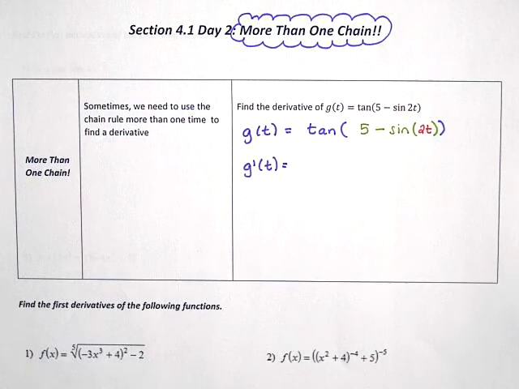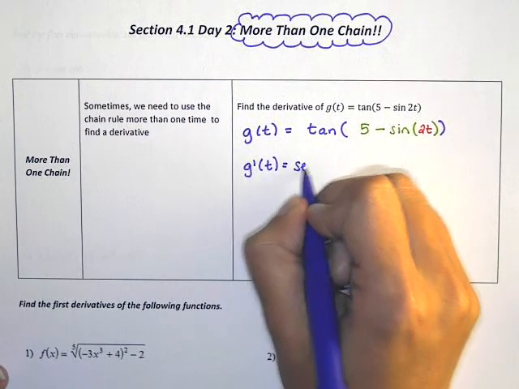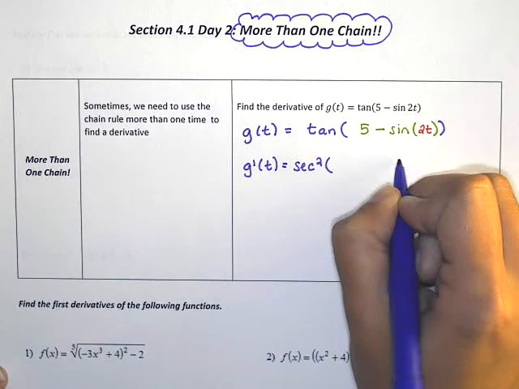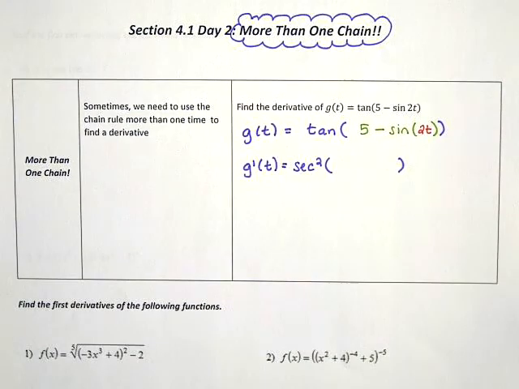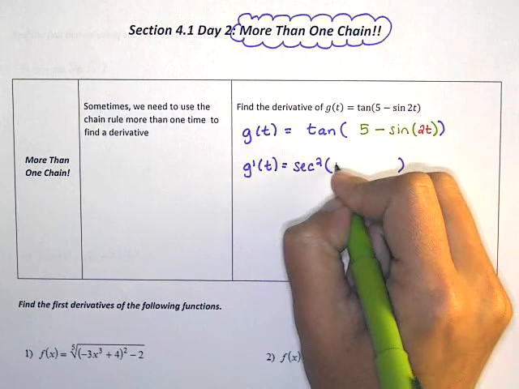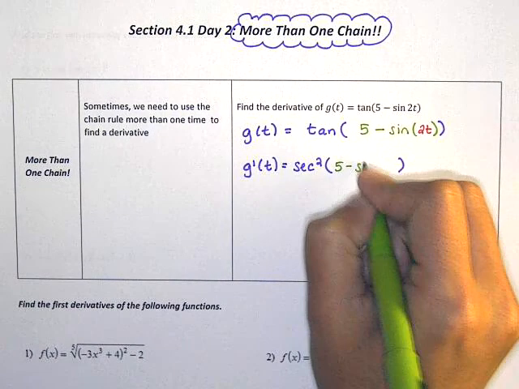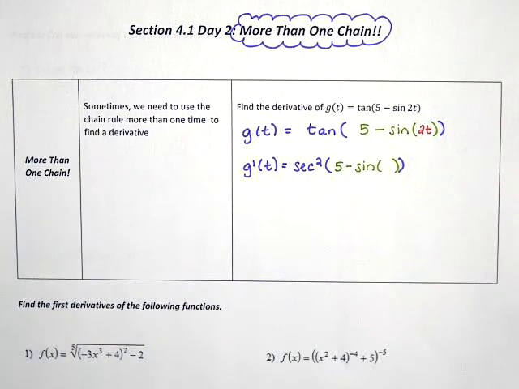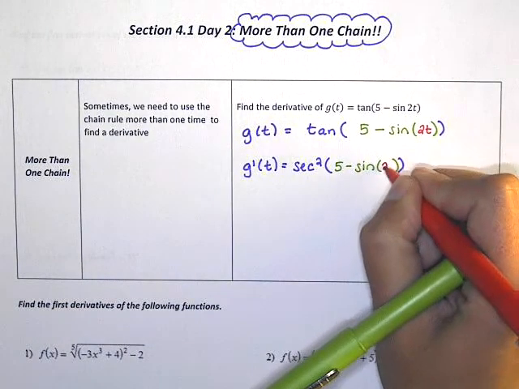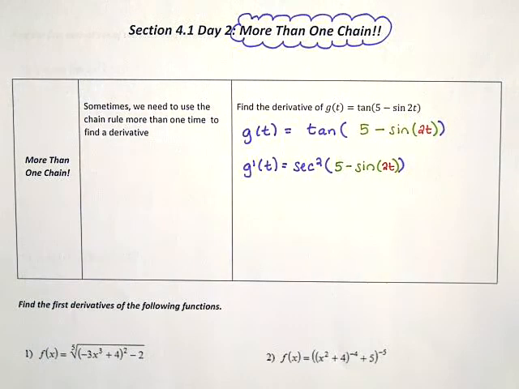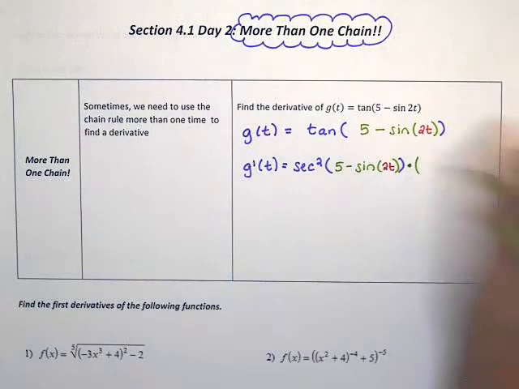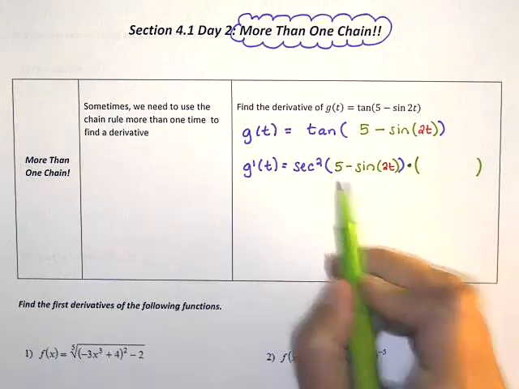The first part is the derivative of tangent. The derivative of tangent would be secant squared of something. Now remember, what's inside there shouldn't change. So it should be 5 minus the sine of 2t. That inner layer should not change. Then we would multiply by and take the derivative of the next layer.